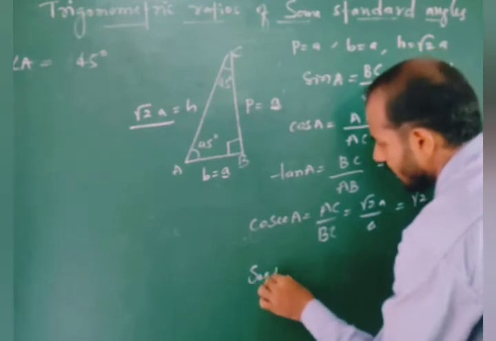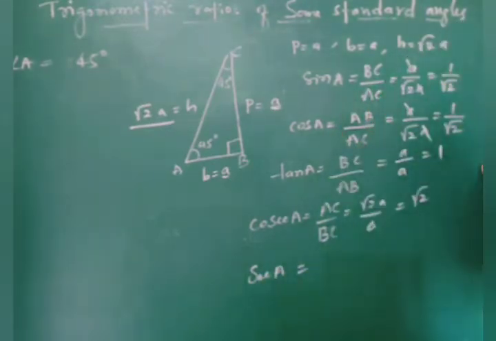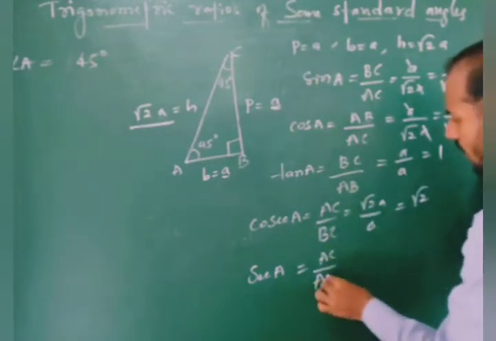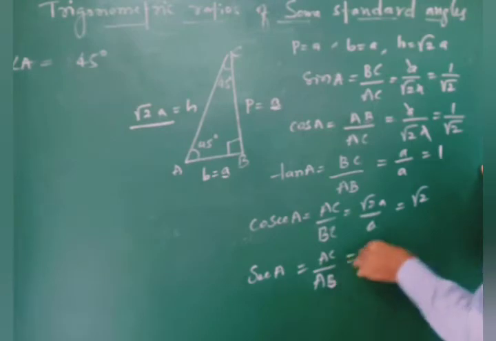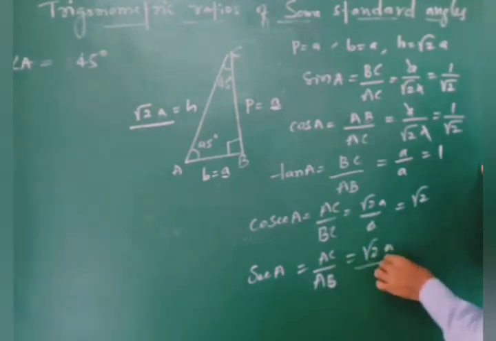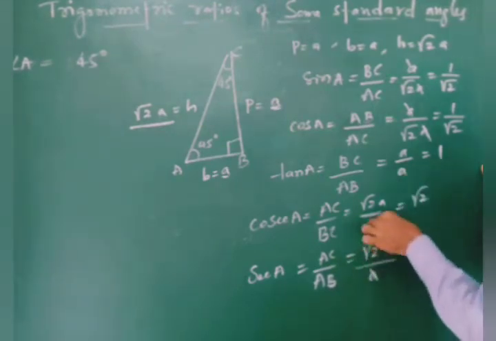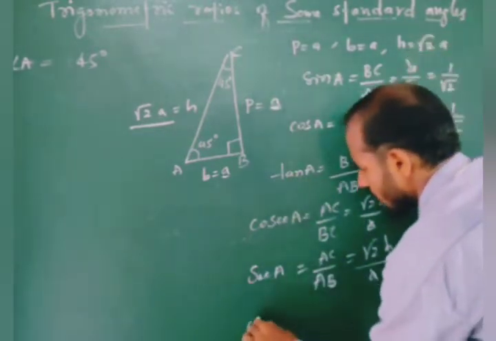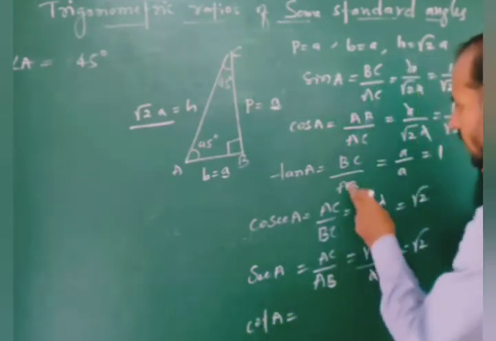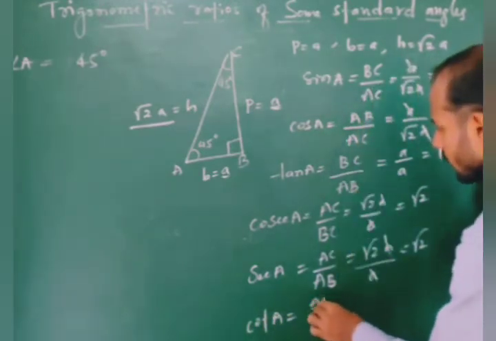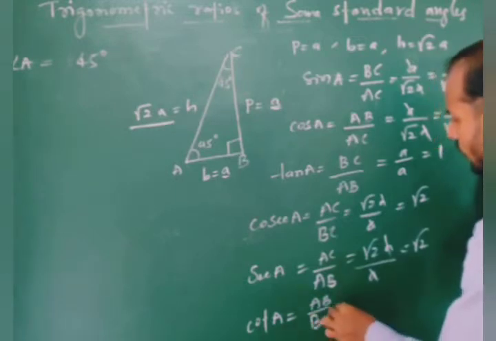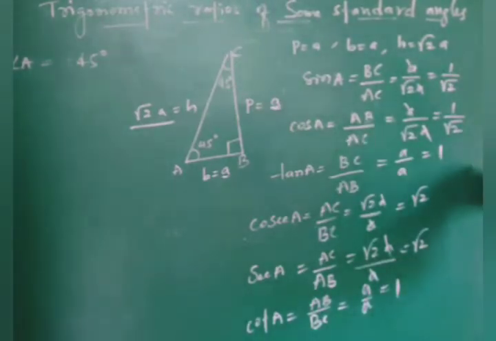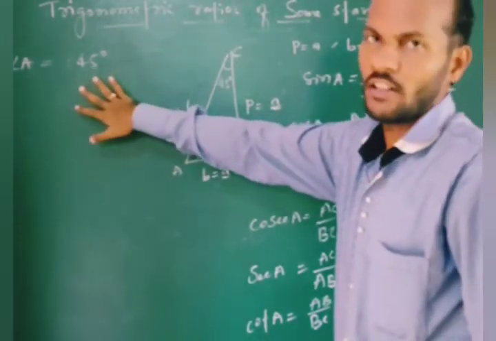And sec A is reciprocal of what? Cos. It is AC by AB. Value of AC is again root 2A upon A. Again A gets cancelled. What we get here? Root 2. Next, tan reciprocal is cot A. This cot value is AB by BC. Therefore, A by A again, here also what we get? 1. Therefore, finally we got the angle 45 degree.